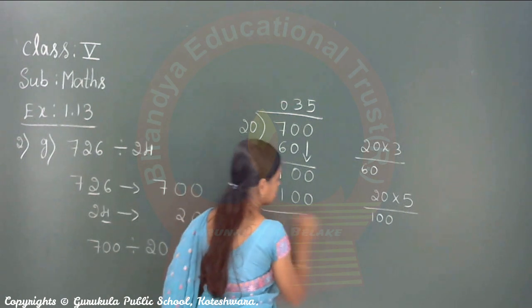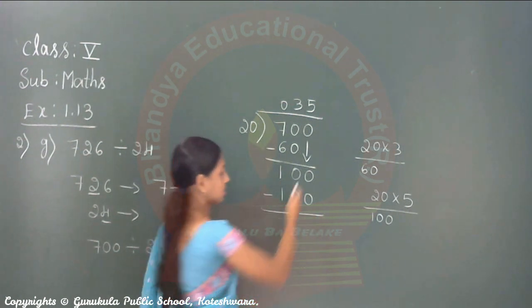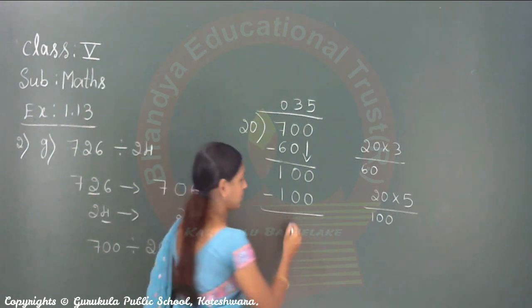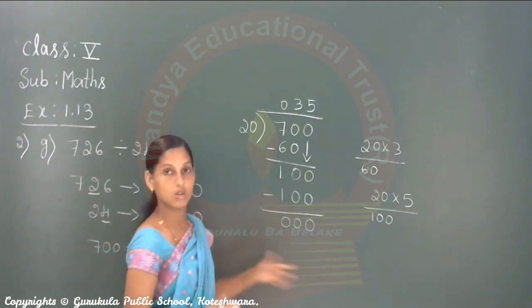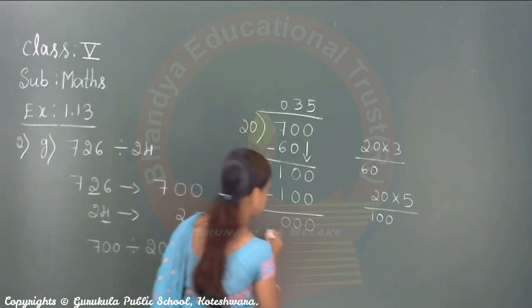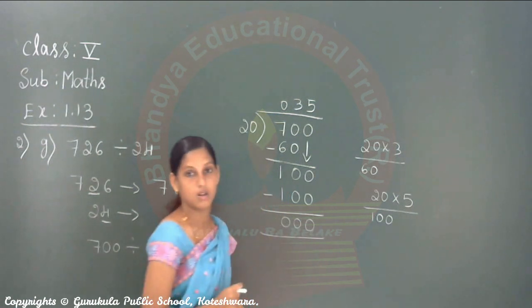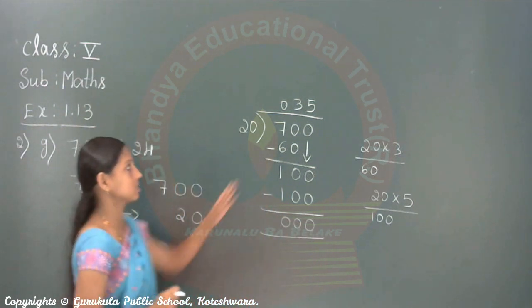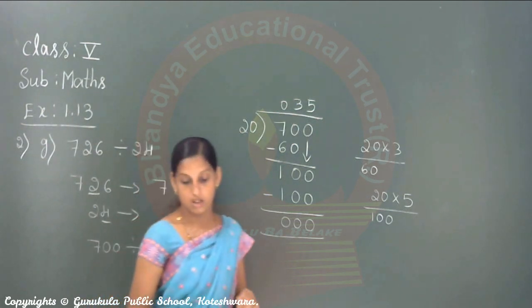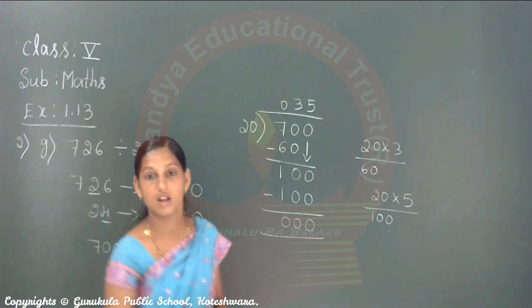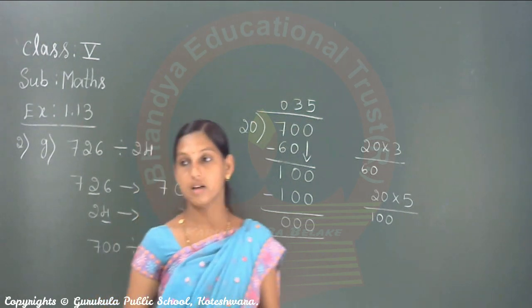Next step, subtraction. So 100 minus 100, 0. Right? Is there any number to bring down? No. So we can stop. So this is the answer. Okay? So in this way we can estimate the numbers.